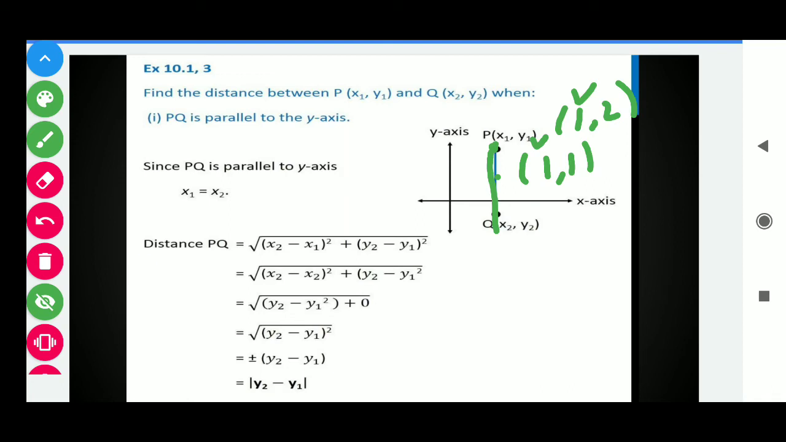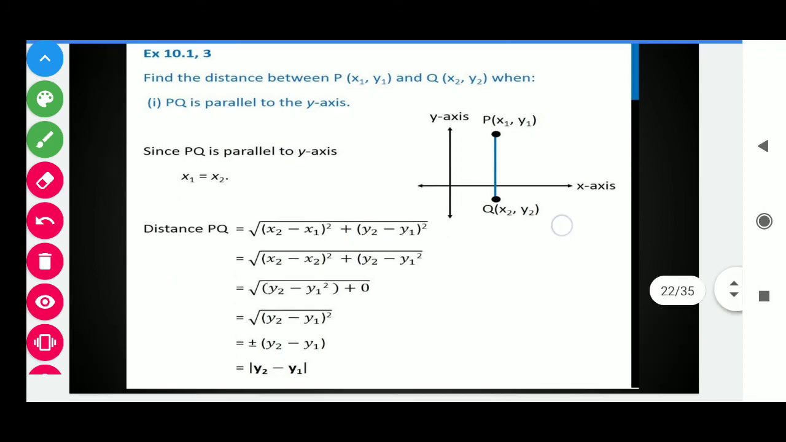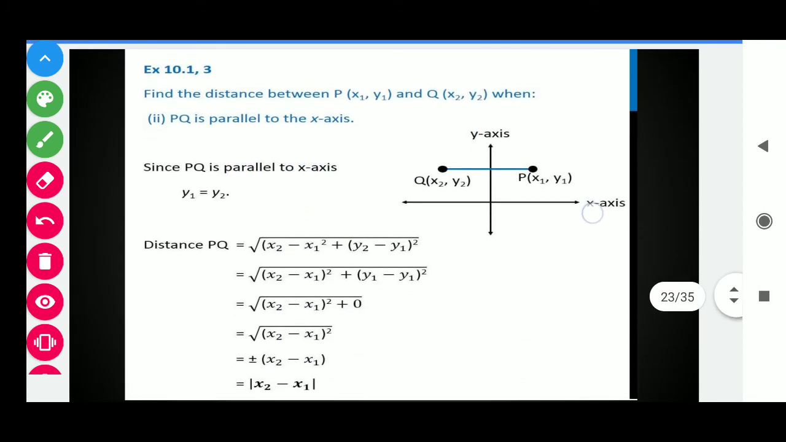So by using the distance formula, the square root of (x2 minus x1) whole squared plus (y2 minus y1) whole squared, we get x2 minus x2, because these two values are the same, so it vanishes. We get the square root of (y2 minus y1) whole squared. The square and root cancel out and we get the answer y2 minus y1. That must be in modulus because distance must be positive. So similarly we have the second part.